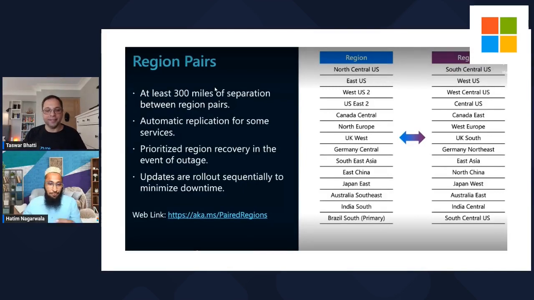Now, I have one question over here. Looking at the screen, if I want to host my application in North Central US, the region pair is listed as South Central US. What if I publish my application to Central US? Does it go around to the pair, or can you only deploy your application to the primary region? Will it work for regional pairs?